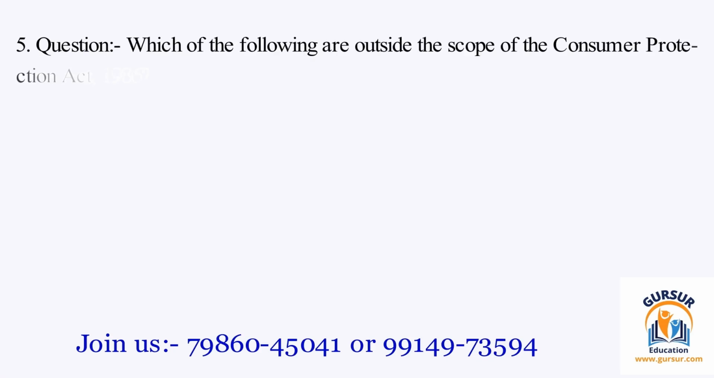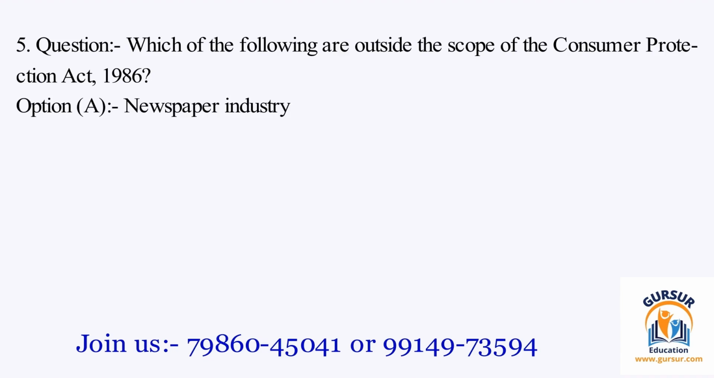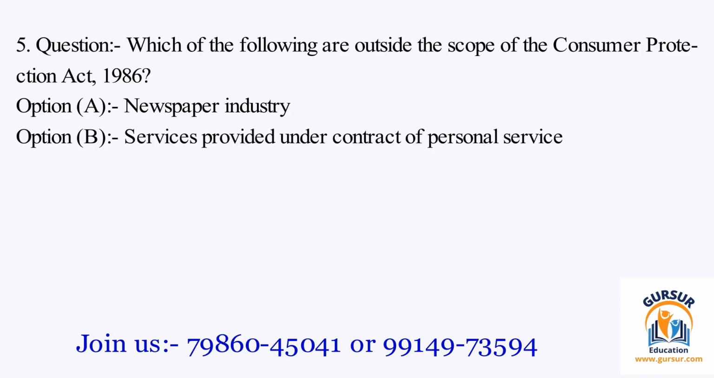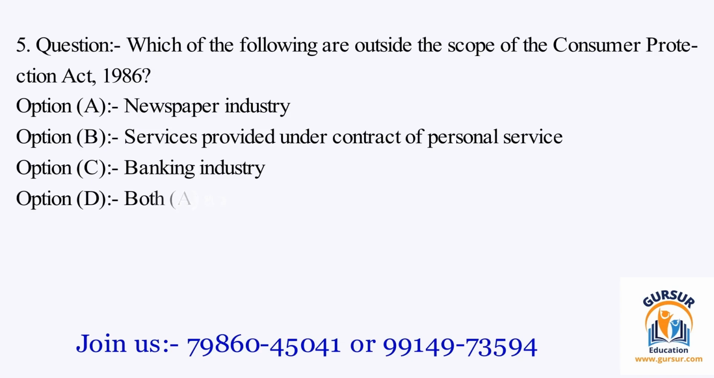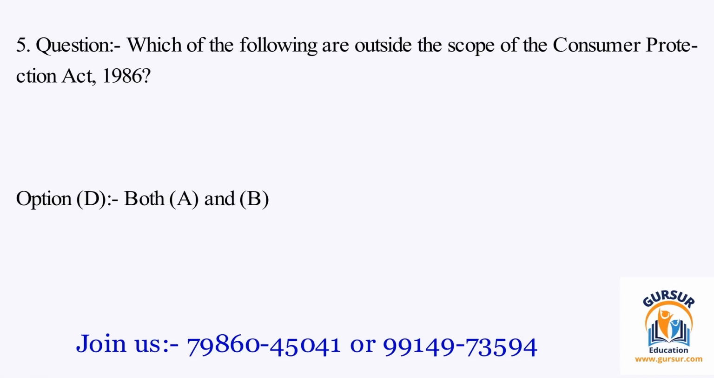Question number 5. Which of the following are outside the scope of the Consumer Protection Act, 1986? The option A is newspaper industry. The option B is services provided under contract of personal service. The option C is banking industry. The option D is both A and B. The right answer of the question is option D, and that is both A and B.